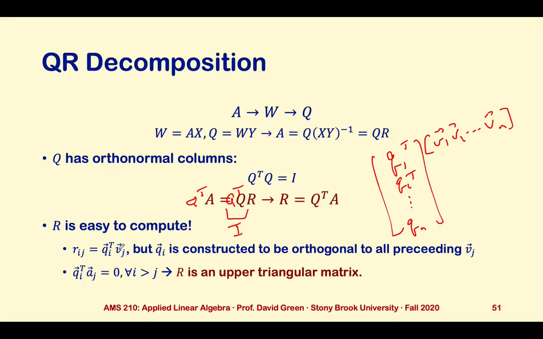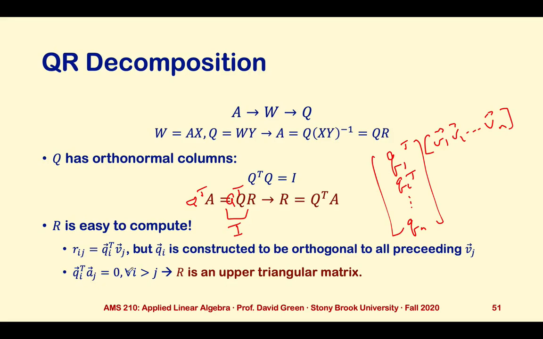Conceptually, very easy. Because of how we constructed Q, the orthogonal set was constructed to be orthogonal to all of the earlier ones. So our second vector of our orthogonal basis was orthogonal to the first. The third one was orthogonal to the second and the first. The fourth one orthogonal to the first, second, and third, and so on. This means that a good number, about half of these dot products, are 0.